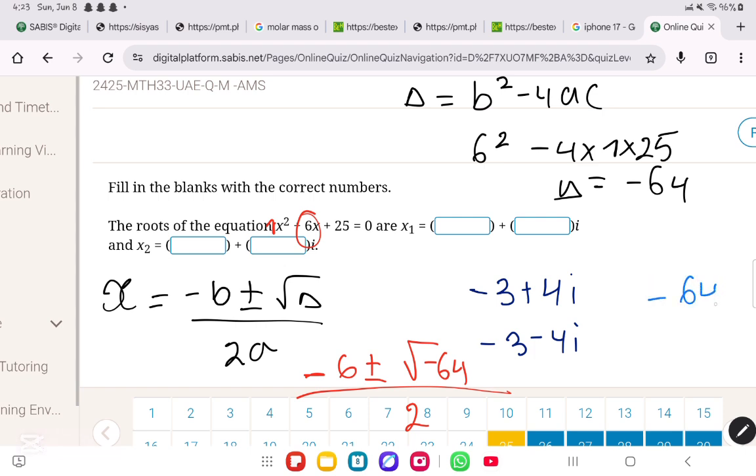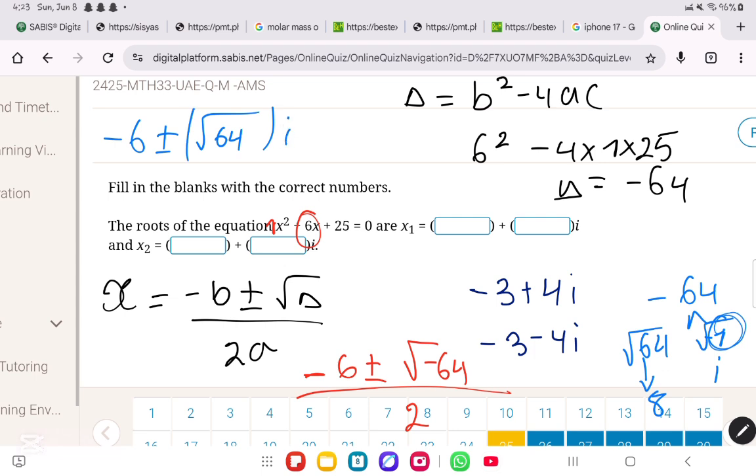So minus 64, we can separate it into two things, into 64 and minus 1. So we can take it as radical 64 and radical minus 1. We know radical minus 1, we can write it as i, and then radical 64, we can make it 8. Okay, so now it's supposed to be minus 6 plus or minus radical 64, and then don't forget the i, divided by 2. And now you're gonna substitute the radical 64 by 8. And now you're gonna simplify. So very simply, it's gonna be minus 3 plus or minus 4i.